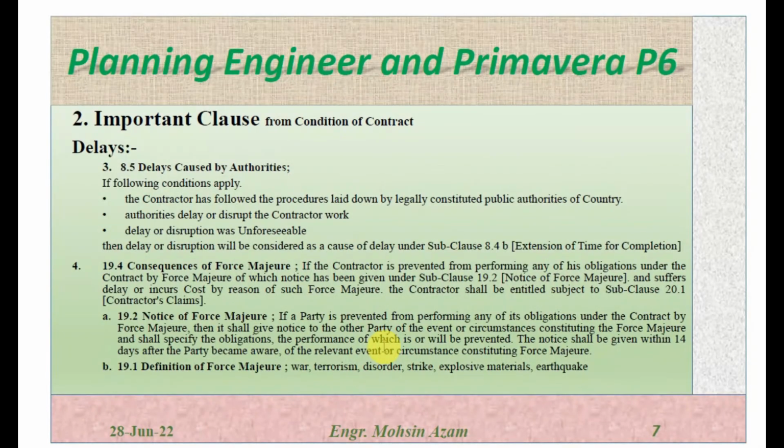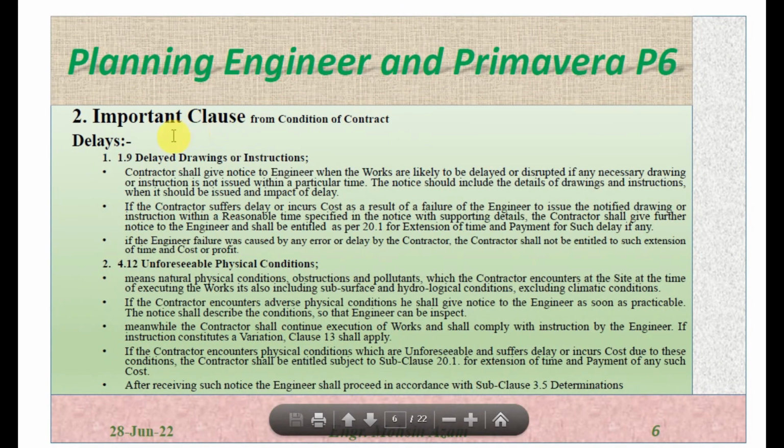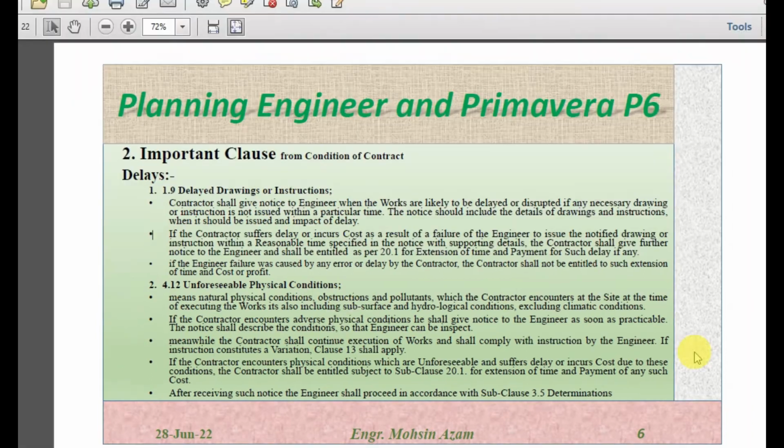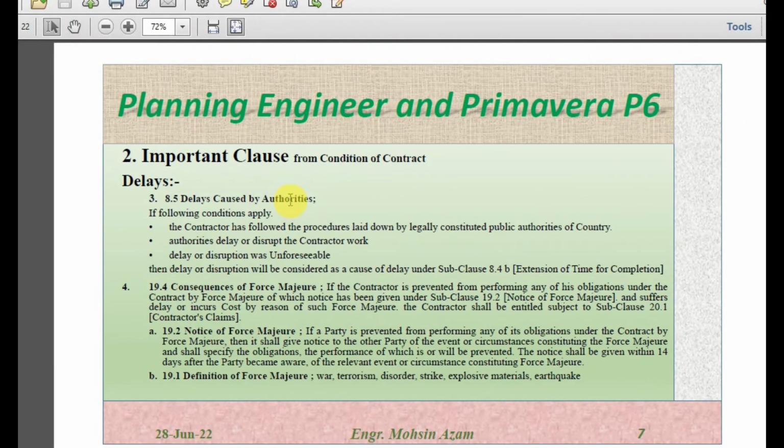Okay, the next one is 8.5, delay caused by authority. As we discussed, 1.9 is delay of drawing or instruction, and 4.12 is unforeseen physical conditions. After this, the next one is delay caused by authorities. This is 8.5, delay caused by authorities.